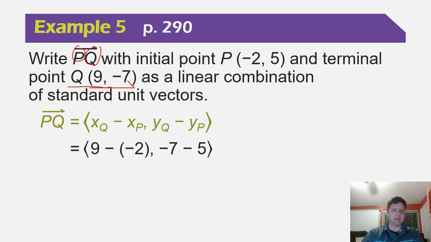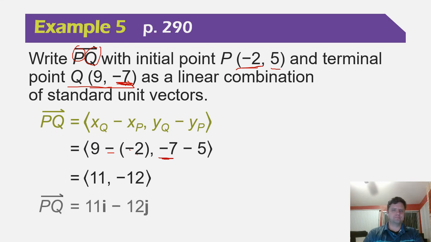We're going to take this 9, and we're going to subtract off the minus 2. So look at this, minus minus 2. And then we take the y component for Q, we get negative 7, and we subtract off the 5, minus 5. And when we do that, we get the resultant of 11 comma negative 12, which we could also rewrite as 11i minus 12j.